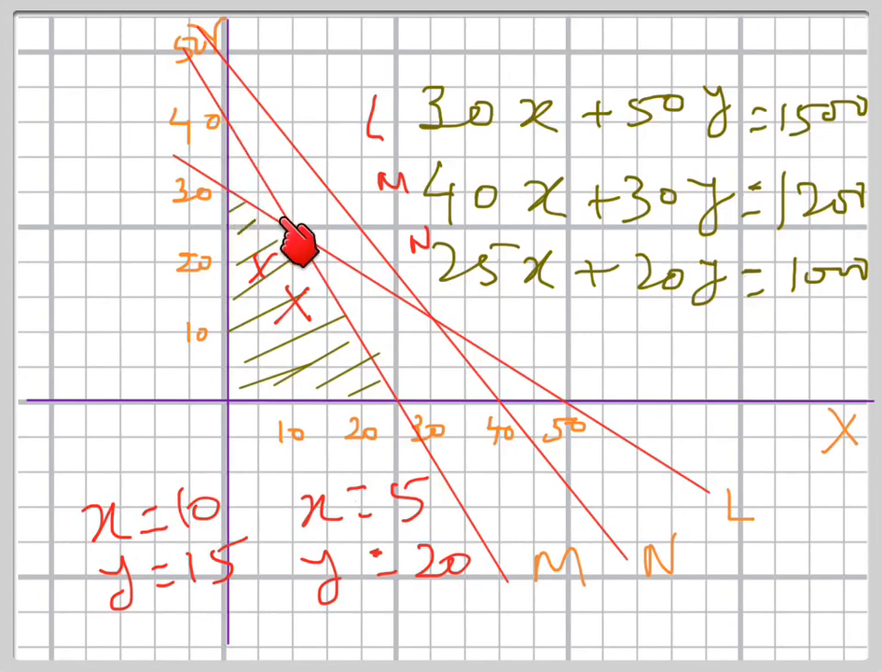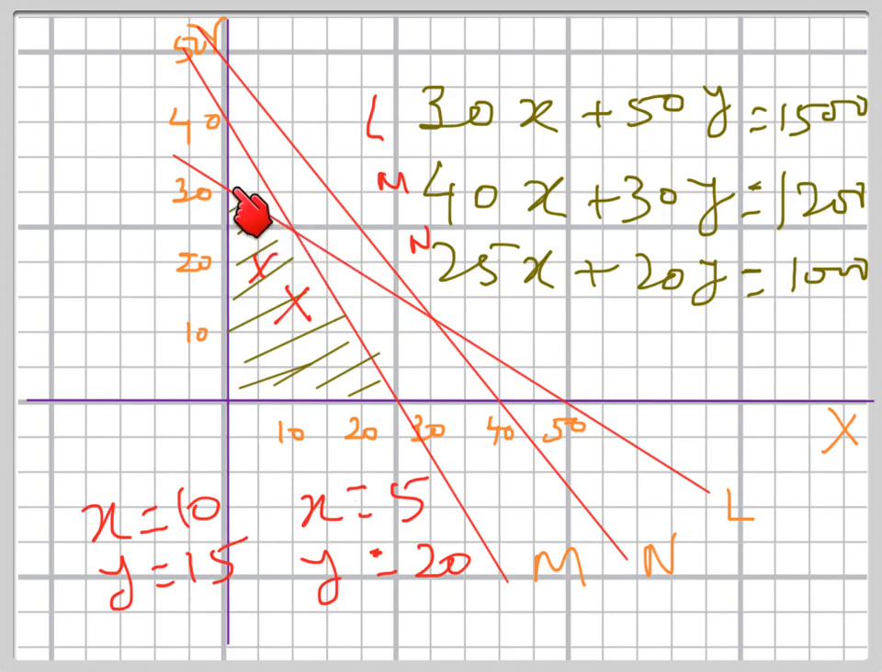This particular area is such an area where you have points below m and n, and m means this particular line, and n is obviously this line. So all the points here are below the m and n lines, but they are above the l line. The l line is this one.